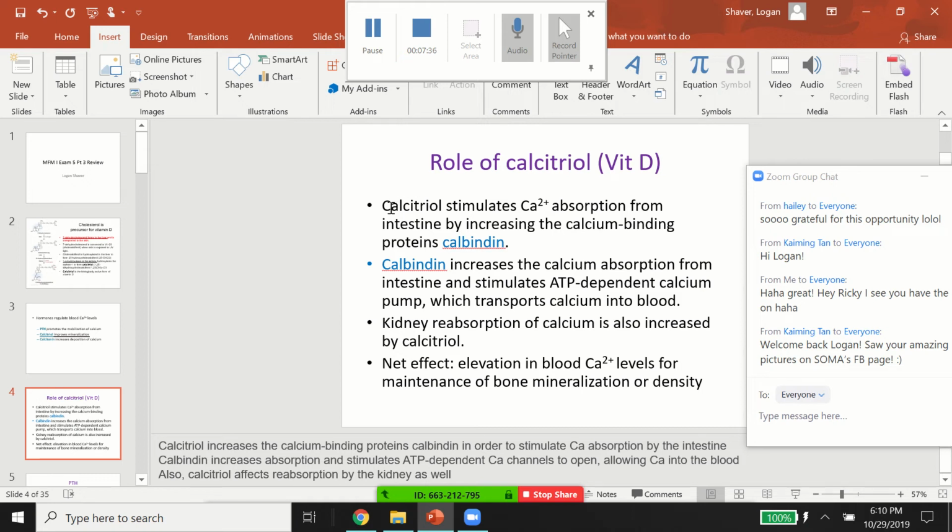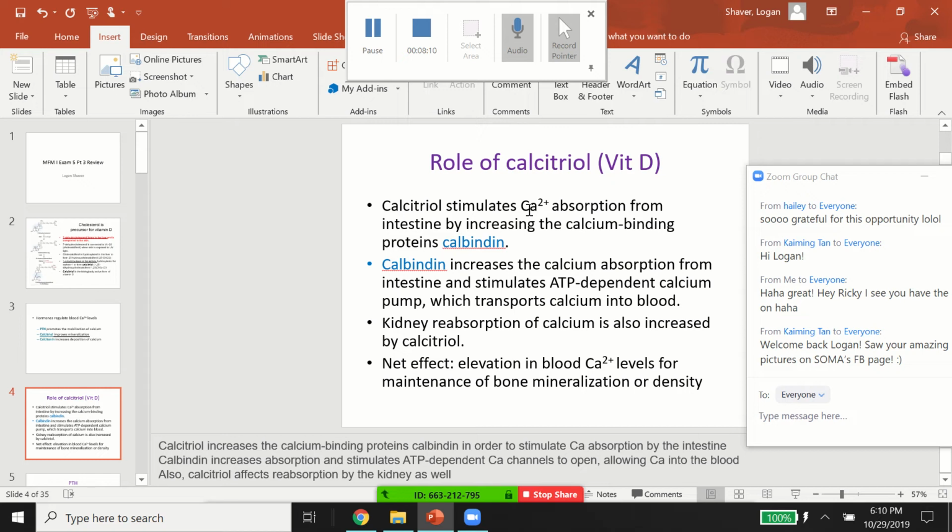But anyway, this one talks about the intestine first. It stimulates calcium absorption from the intestine, and it does this by increasing a particular protein called calbindin. What calbindin does says it right here: it increases that calcium absorption from the intestine specifically, and that stimulates the ATP-dependent calcium pump. So it's like some kind of calcium ATPase, because it's ATP dependent, which then transports that calcium into the blood.